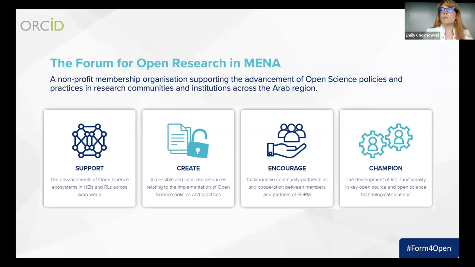Within that, we have a number of key goals. We want to support the development and implementation of open science policies and practices at those higher education institutions. We want to create accessible and localized resources to help institutions and all the different stakeholders within the wider research communities engage with open science policies and practices at that practical level. We want to build and encourage collaborative community partnerships and really develop that broader regional community of best practice surrounding open science.